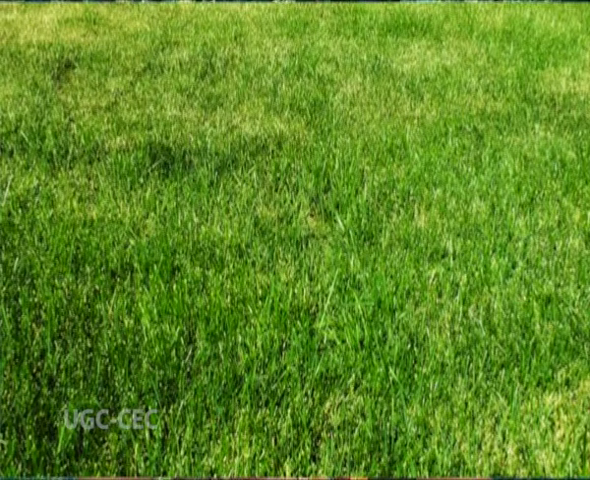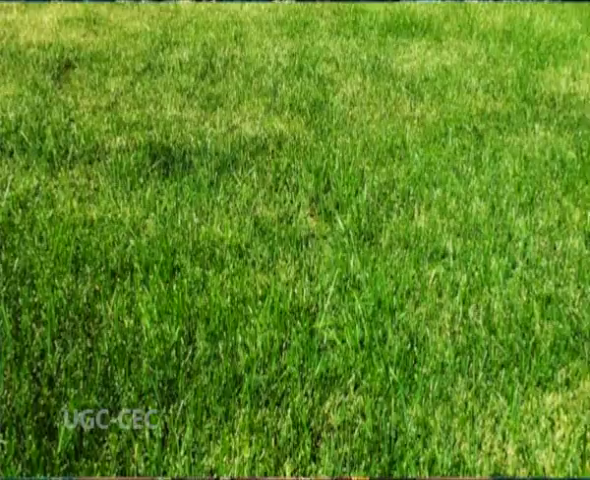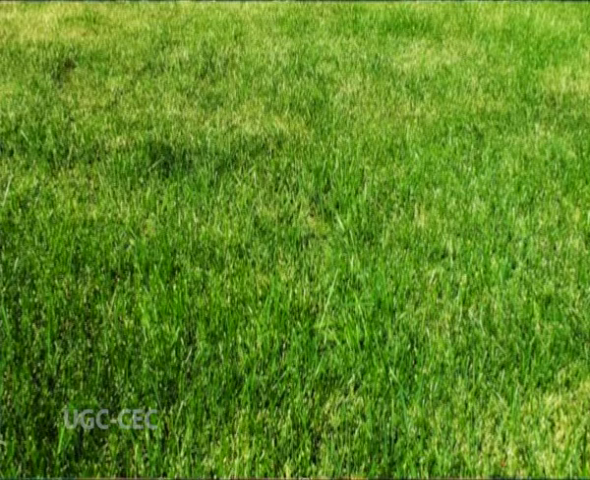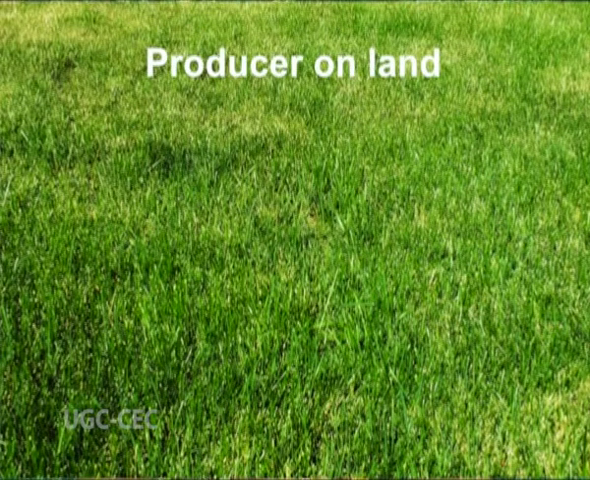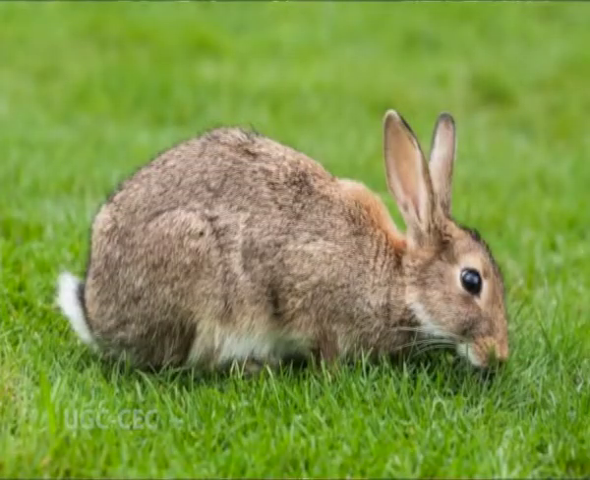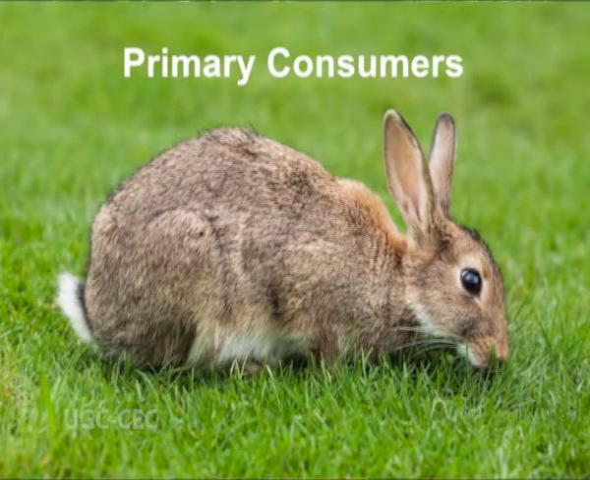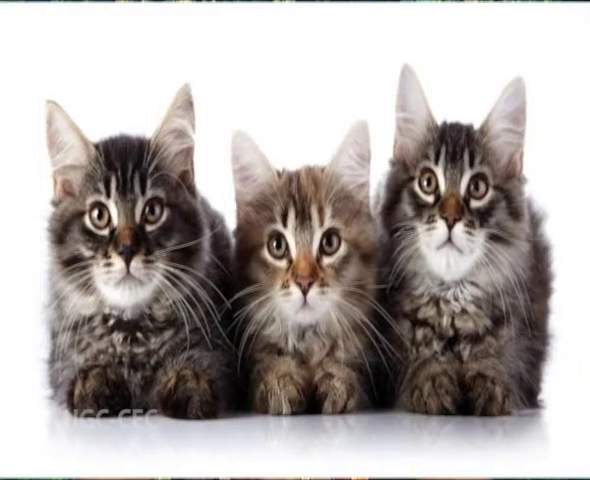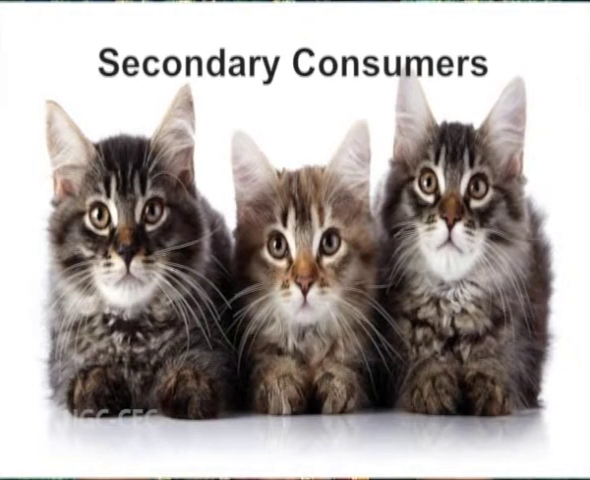On land, grass grows by manufacturing food from carbon dioxide of air and water and minerals of soil with the help of chlorophyll and sunlight. Grass therefore acts as the producer on land. Grass is eaten by rabbits, the primary consumers. The latter are preyed upon by cats, the secondary consumers.